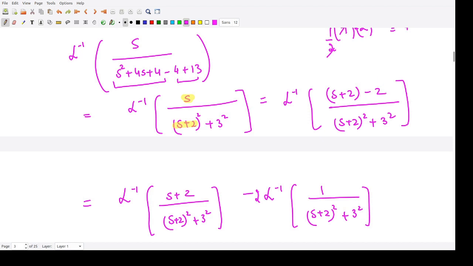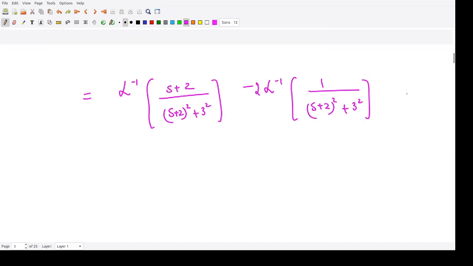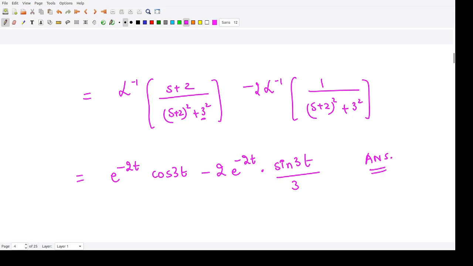So next we have to apply the formula. It would be e to the power minus 2t into cos 3t, because here the angle is 3, and then we have minus 2 into e to the power minus 2t, and this would be the formula of sine 3t divided by 3. So this is the final answer, and this is the Laplace inverse of the given function.